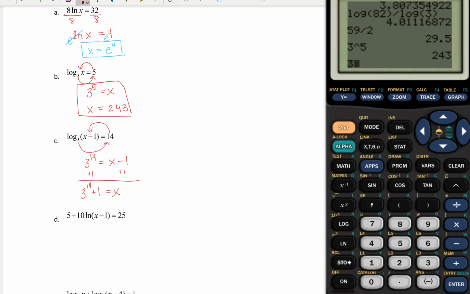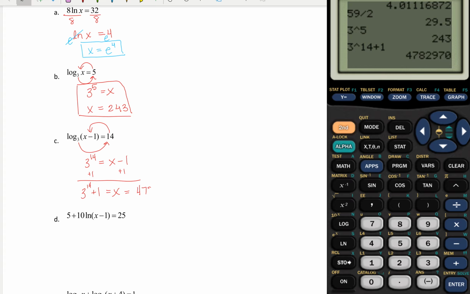Now, if you have to, you can put it into your calculator: 3 raised to the power of 14 plus 1. Enter. Oh, large number. So you could give me that number, or you could leave it as 3 raised to the power of 14 plus 1. It doesn't matter. This is 4,782,970. Give me both answers if you feel so inclined.